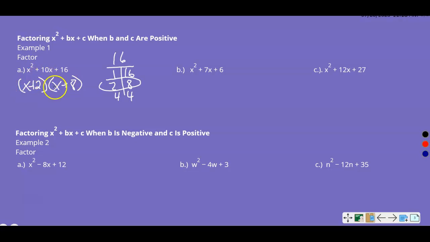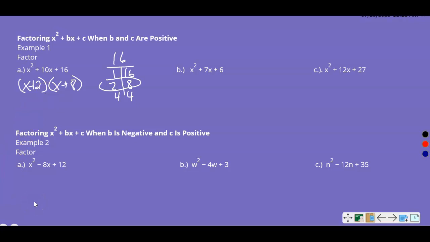All right, so x times x is x squared. x times 8 is 8x, plus 2x is my 10x in the middle, and 2 times 8 is 16. So factored form is equivalent to standard form. Again, it's just written in a different format.